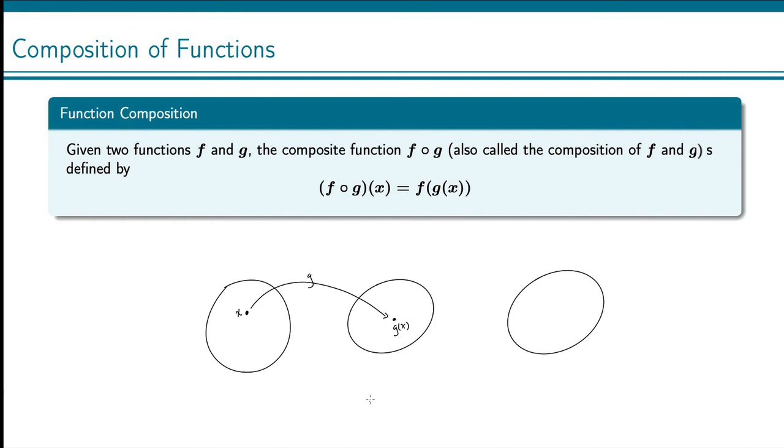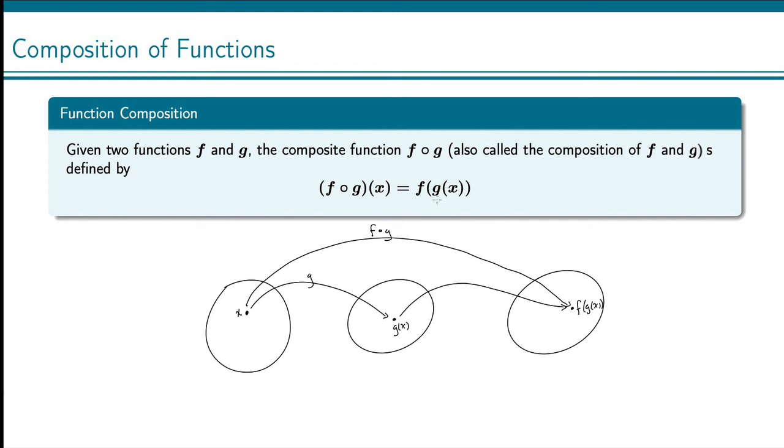And then f will take that and send it to something over here. And that is, of course, f of g of x. And so this composition takes this x and just shoots it over to this point right here. And this is f composed with g. So that's what's happening here with the composition.